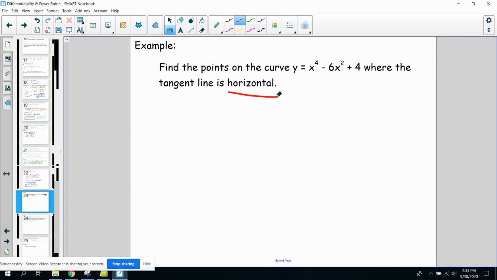So horizontal tangent line means that the slope is equal to 0. Right? If it's a horizontal tangent line, the slope is 0. So we want to find when is the slope 0. So we have to first find the equation for the slope, which is the derivative. So y prime, if I take the derivative of this, is going to give me 4x cubed minus 12x. That's my derivative. So that's the equation for the slope.